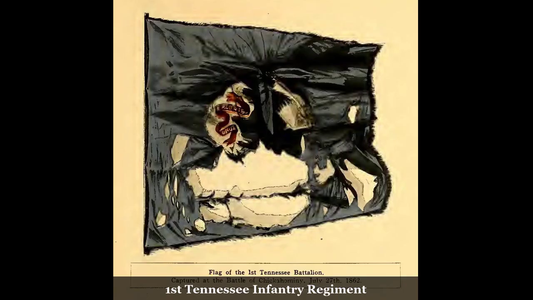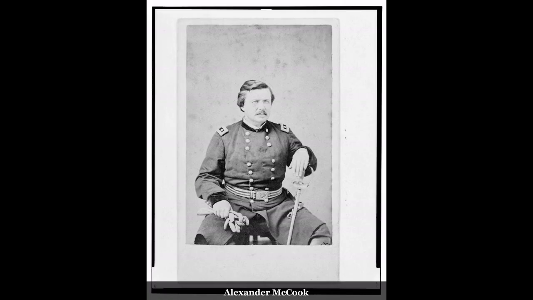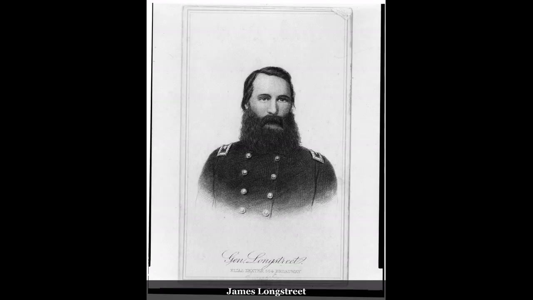As the Union troops pushed forward, they encountered a series of entrenched Confederate positions, including the infamous Horseshoe Ridge, where the 1st Tennessee Infantry Regiment put up a fierce resistance. Meanwhile, on the Union left flank, the XX Corps, led by Major General Alexander McCook, was struggling to hold back a series of ferocious Confederate counterattacks.